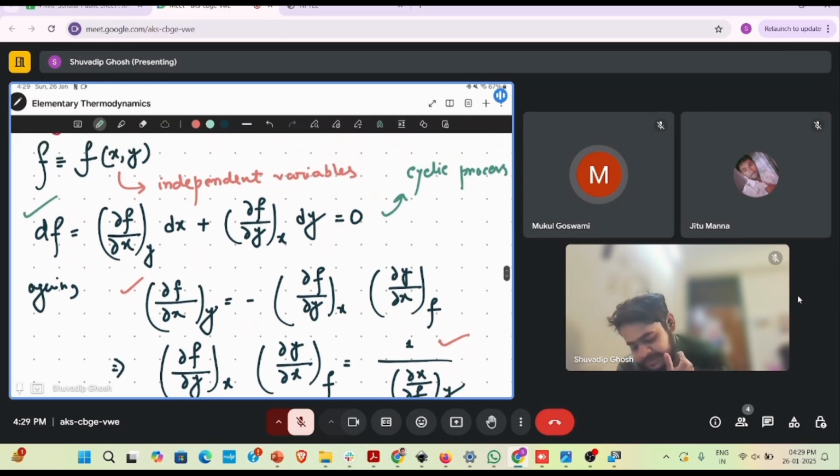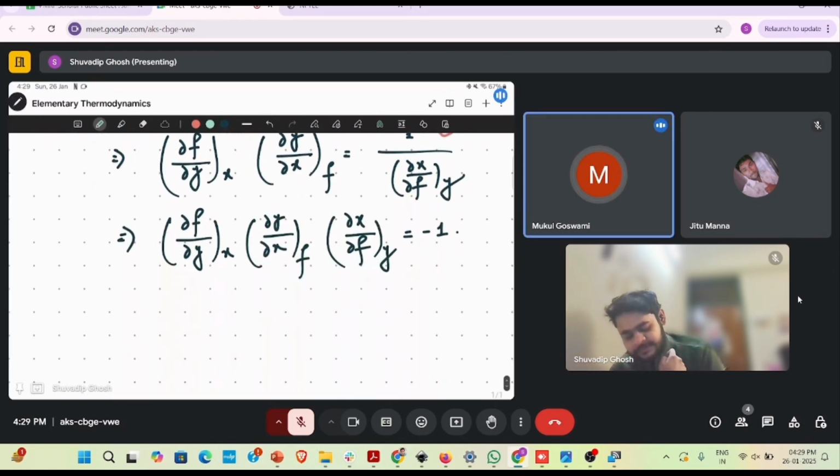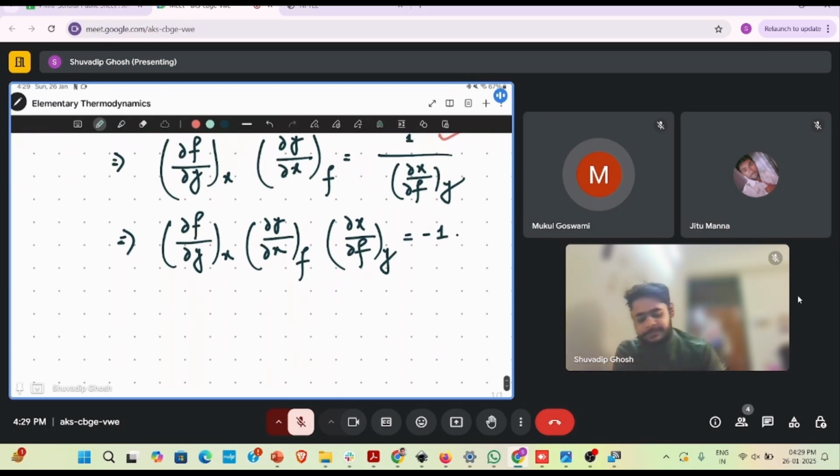If this is clear, now just divide this df by dy at constant x. This equation, then what will be? This dx will go away. This dx will not be there. Yes, good. Okay, let me write it in between step.